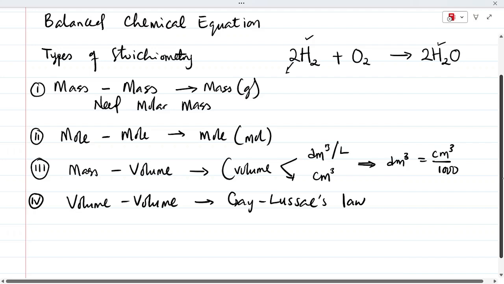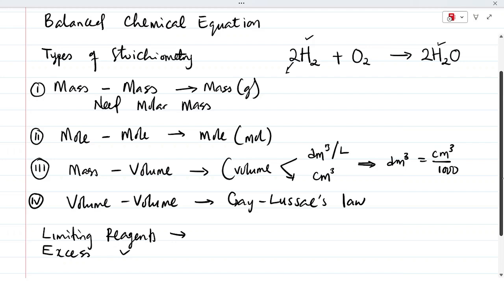Then we have the concept of limiting reagents. Practically, limiting reagents is referring to that reactant which is first consumed. That's practically what it's talking about. And then the opposite is excess reagents. So if one is consumed, the one that is left is called excess.